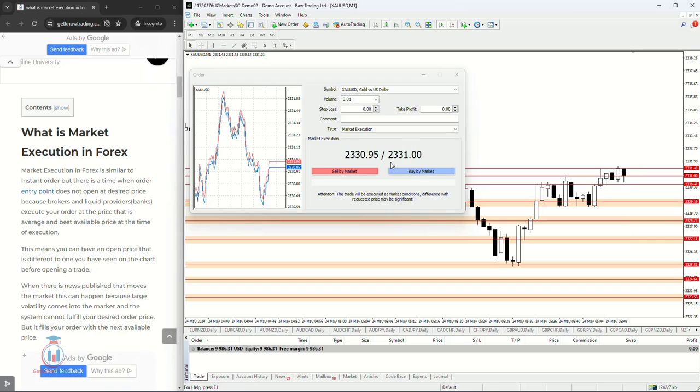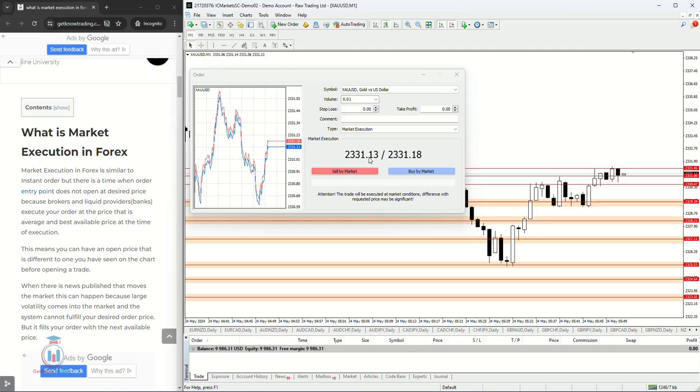Now, the market execution is something that is done when you click one of these buttons. When you click one of these buttons, you send a request to the broker server. He opens the order and sends you a message with confirmation at which price the order has been opened.